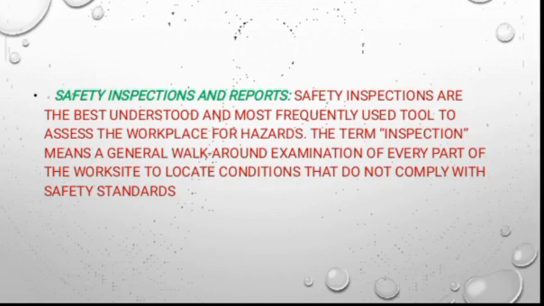Then finally, we have the safety inspection and report. Safety inspection is one of the easiest and most frequently used tools for carrying out assessment of workplace hazards. It's all about walking around and searching for hazards. You walk around and look around in search of any hazards that may be found in a workplace environment. So that's basically safety inspection and report: just walking around and searching for hazards.